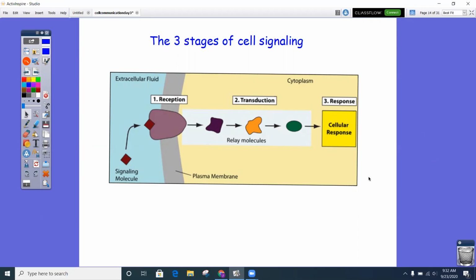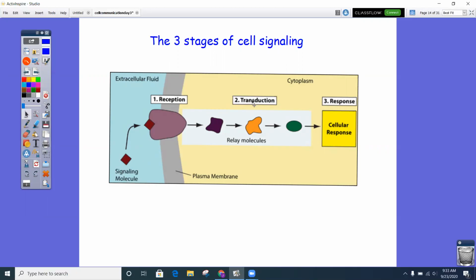And so when we talk about the 3 stages of signaling, the first stage is going to be reception, and that's going to involve a signaling molecule like a hormone binding to a receptor. And that receptor can either be located in the cell membrane or it can be located in the cytoplasm, depending on what kind of molecule this signaling molecule is.